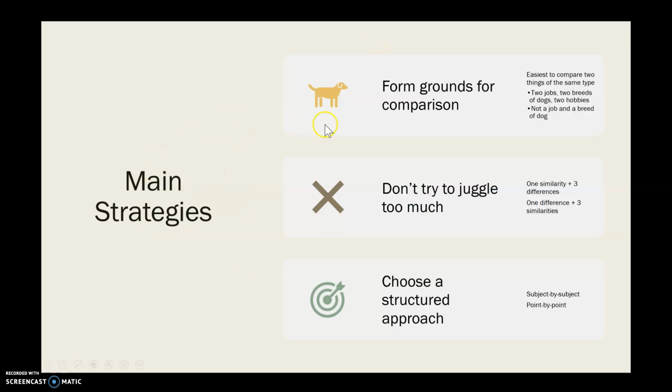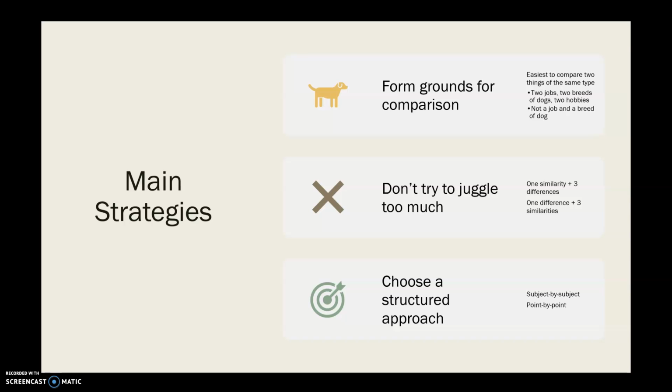So some main strategies here. The first thing you're going to want to do is form a strong grounds for comparison. We're going to talk more about how to do that later, but it's easier to compare two things of the same type. So you might compare two jobs or two majors or two breeds of dogs or two hobbies, but it's not going to work very well if you compare a job and a breed of dog. They just don't have enough that's similar to work with. You might not want to compare a dog and a hobby unless your hobby is training dogs. So it can be really hard to write them if you start in the wrong place.